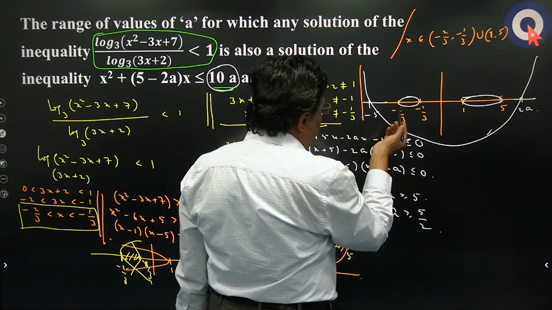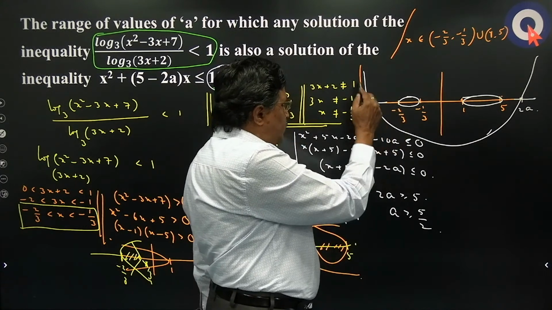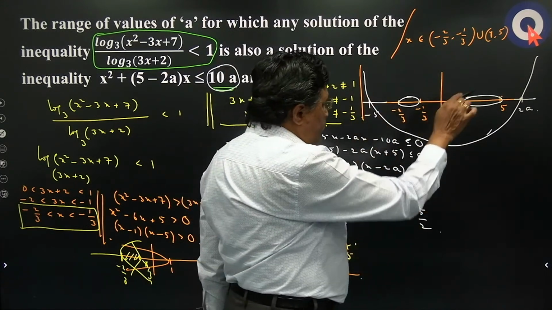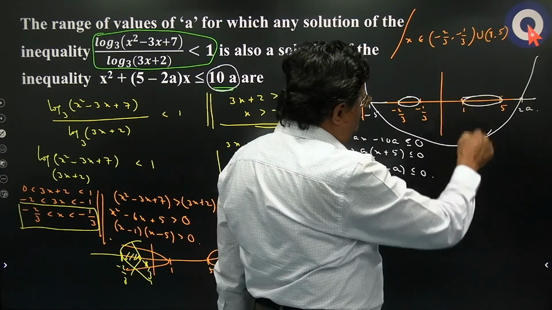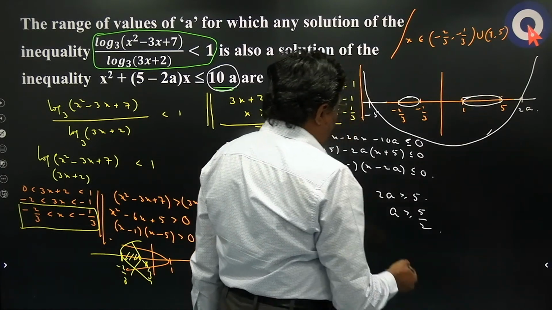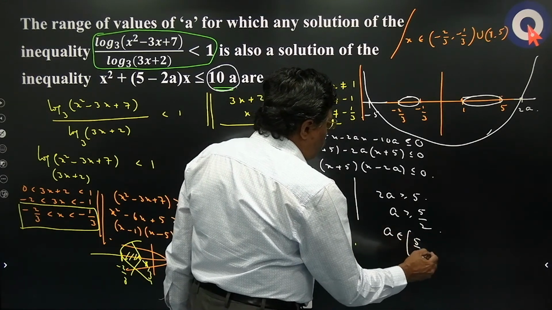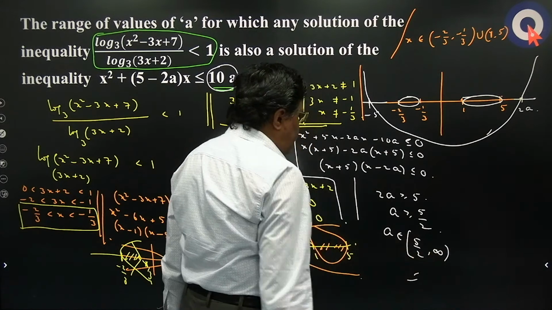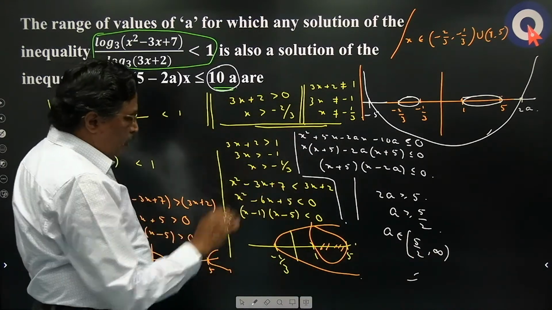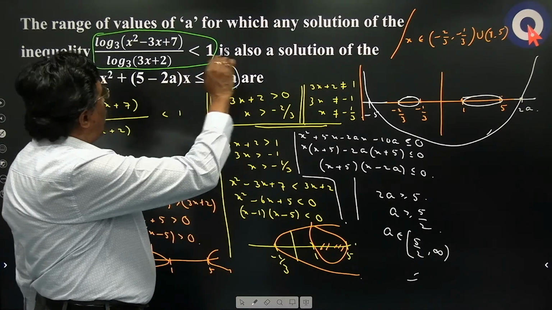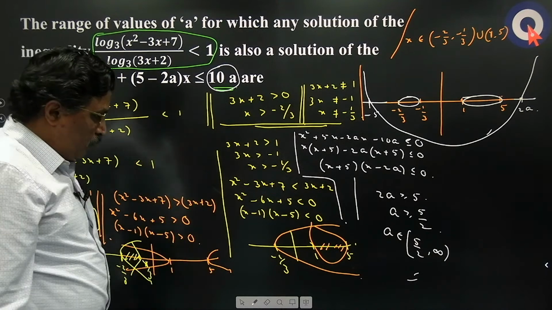This side we have no condition, because clearly minus 5 is less than minus 2 by 3. The curve has to pass like this, and therefore 2a has to be on that side, and it can at most be equal to 5, or it can be even greater than 5. So a belongs to the closed interval 5 by 2 to plus infinity. If these are the values of a, any value of a from that interval, if it is taken, the solution of the first inequality is also a solution of the second inequality.